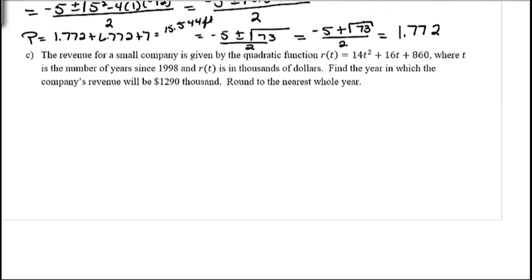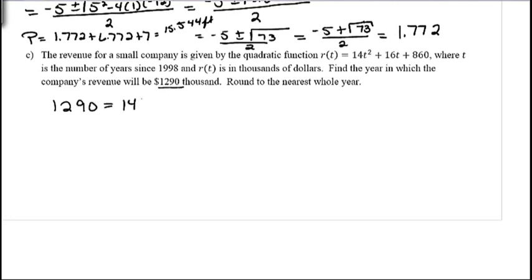And our last one here: the revenue for a small company is given by the quadratic function r of t equals 14t squared plus 16t plus 860, where t is the number of years since 1998 and r of t is in thousands of dollars. Find the year in which the company's revenue will be 1,290,000, and we're going to round this to the nearest year. So this is what we're going to plug in for r of t.